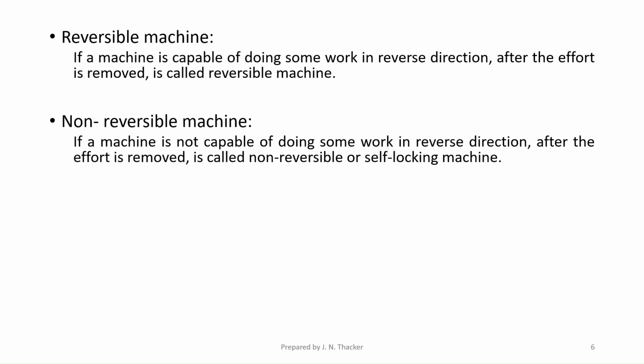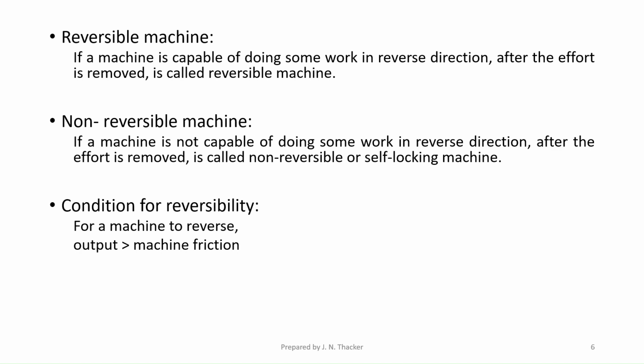Next, opposite to this is a non-reversible machine. If a machine is not capable of doing some work in reverse direction after the effort is removed, it is called a non-reversible machine, or it is also called a self-locking machine, because the machine locks as you remove the effort.